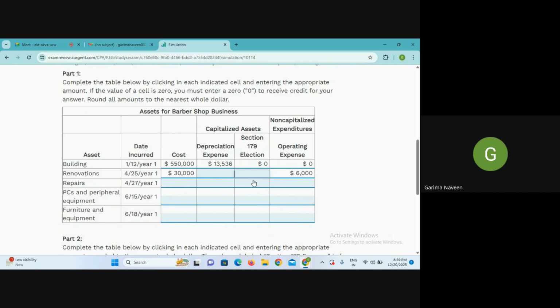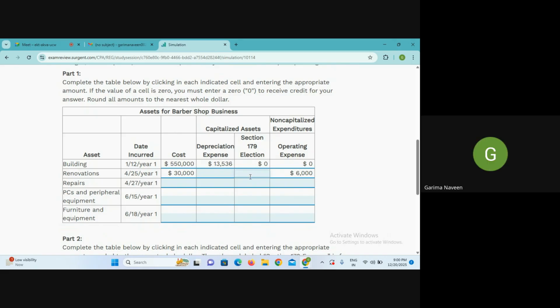So can you claim 179 election on these renovations? For improvement related to heating, ventilation, air conditioning, you can claim 179 election. This is the hint. HVAC, you can claim. Okay, ma'am. So we are doing renovations, we will be modifying the property. So is it? Yes, ma'am, we can claim, right?